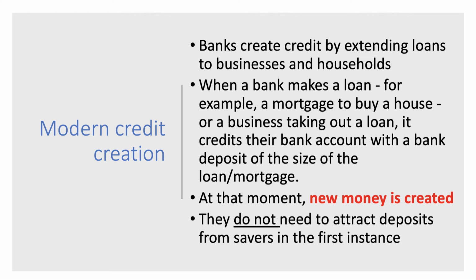Well, banks create credit simply by extending a loan to a business or a household, by granting the loan request. So, for example, when a bank makes a loan, it could be a mortgage to buy a house, or it could be a small business that needs £15,000 to buy some equipment. When a bank agrees to a loan, it credits the bank account of the debtor, the person or business that's borrowing the money. It credits their account with a bank deposit of the size of the loan or the mortgage. In that respect, banks create money.